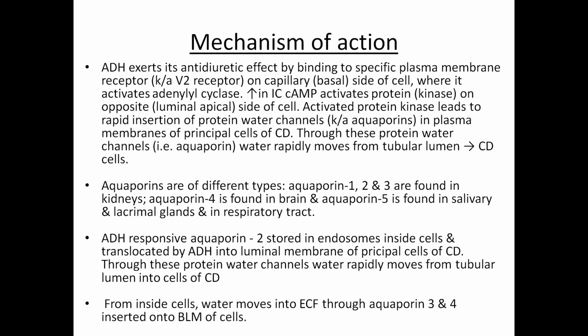Okay, so remember the main role is in collecting duct. And then through these protein water channels, the aquaporins, the water rapidly moves from tubular lumen into the collecting duct cells. So I had told you last time also, aquaporins is an important question, both as a short note and even one among the favorite questions asked in Vivas also. Okay. So aquaporins, I told you, are of different types. 1, 2, 3 found in kidneys, 4 in brain, 5 in salivary, lacrimal glands, and in the respiratory tract.